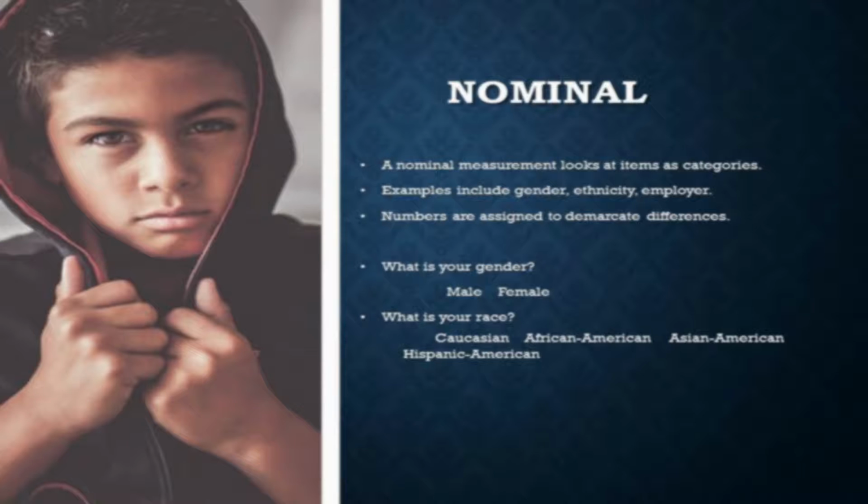You can look further down on the slide, you'll see, what is your race? Once again, Caucasian 1, African American 2, Asian American 3. Just because numbers are assigned to these categories, it does not invoke any kind of numerical equity here. There's no value behind these numbers. Nominal data is useful, but as you can imagine, there's very little that we can do with it from an analysis standpoint, although it is very useful and necessary to collect.